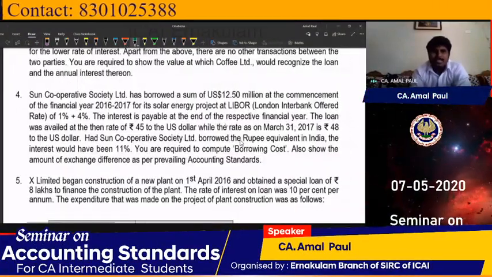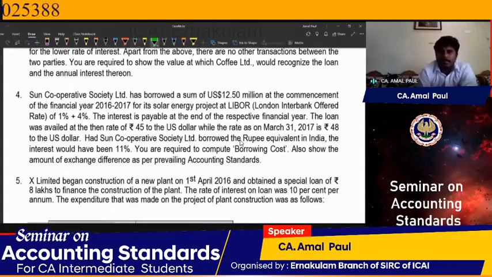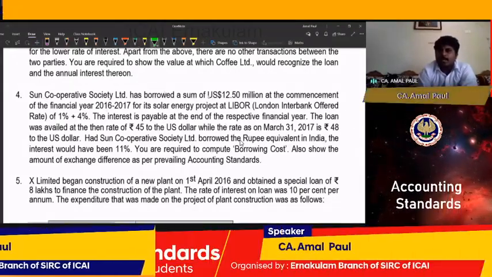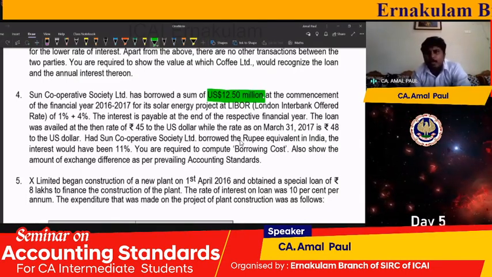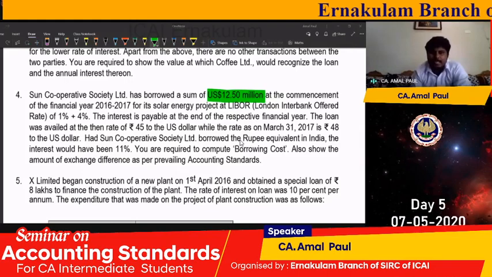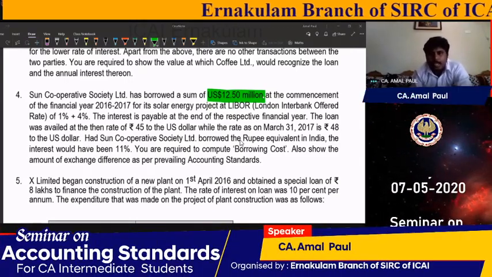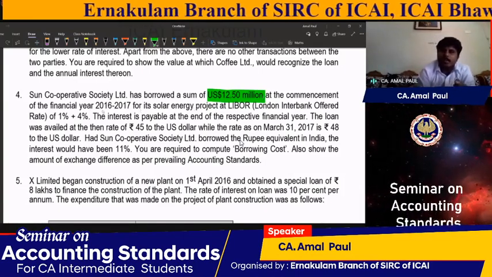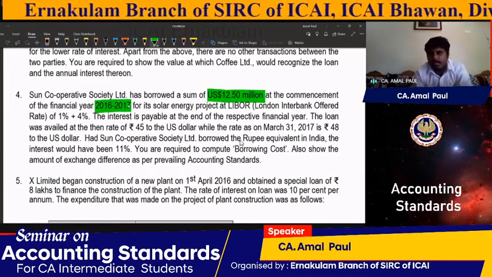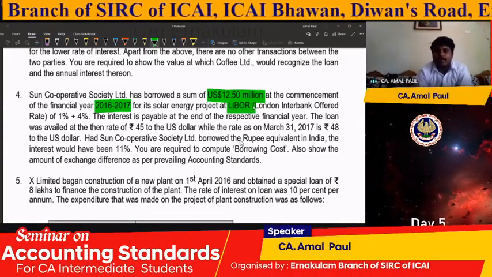Okay, this is a question on this. Sun Cooperative Society has borrowed a sum of 12.5 million. Okay, 12.5 million US dollar, at the commencement of financial year 2016-17 for its solar energy project at LIBOR.